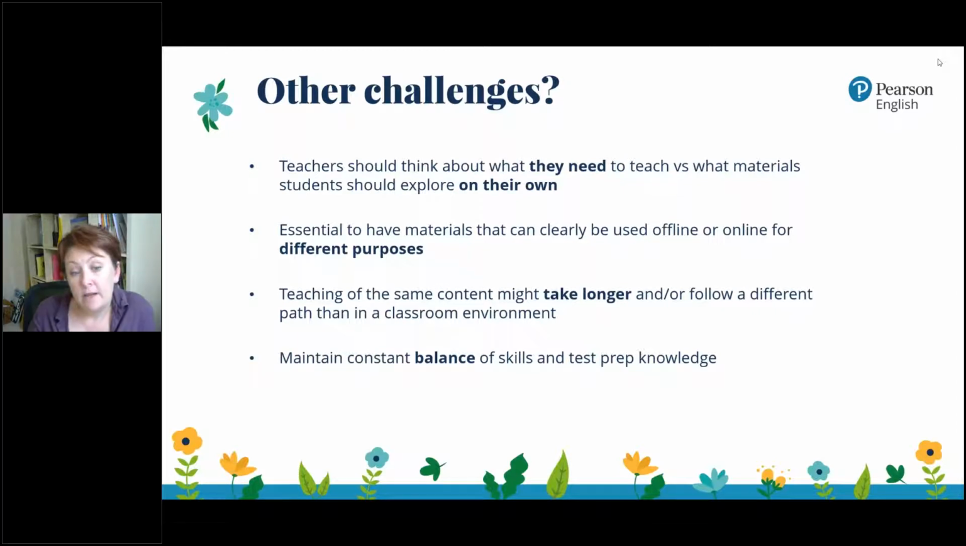And of course, maintaining constant balance of skills and test prep knowledge. It's a lot easier perhaps in a face-to-face situation to teach in a way where you can build layers into things and maybe teach multiple things at once. As we just said, a lot of the online teaching that we do takes a lot longer to get the messages across and to make sure that our students are progressing. So getting that balance of English skills and test prep knowledge is naturally going to be more difficult and take a bit longer as well.